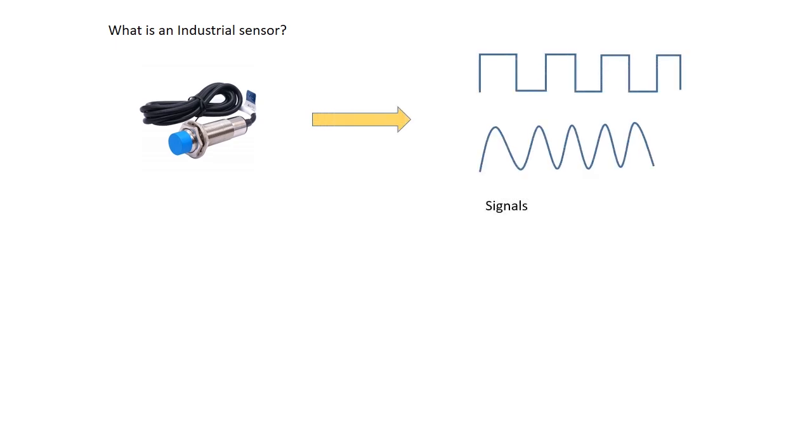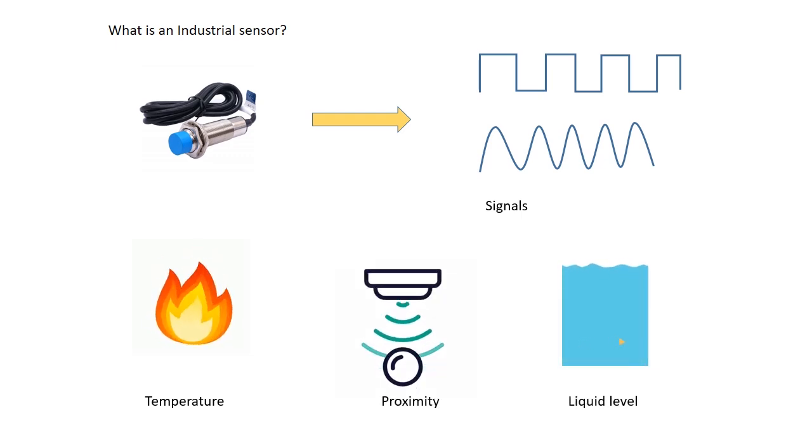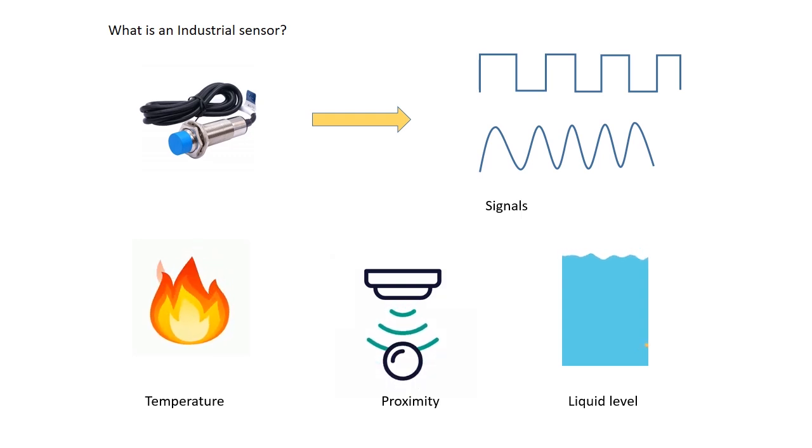An industrial sensor is a device used in automation systems to detect physical changes in the environment and convert them into signals that can be measured, monitored, or processed by control systems like programmable logic controllers. These physical changes could include variables like temperature, proximity, or liquid levels. The sensor converts these physical quantities into electrical signals, allowing the control system to interpret the sensor's data accurately.